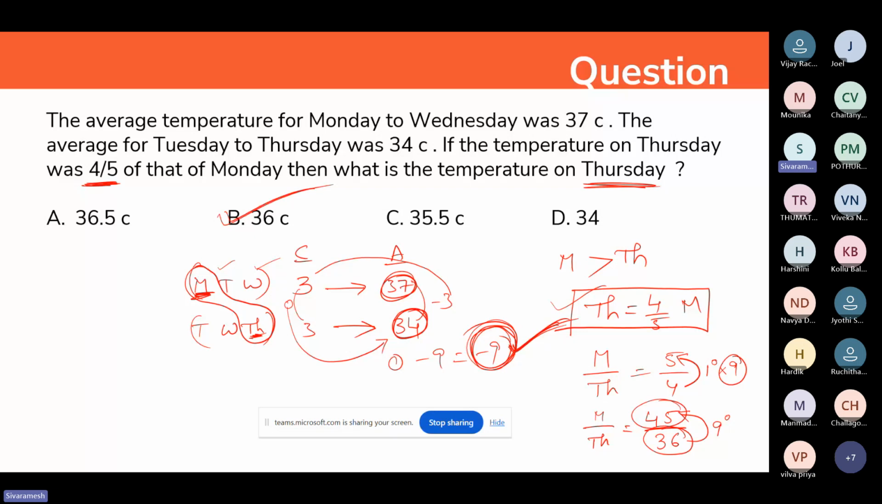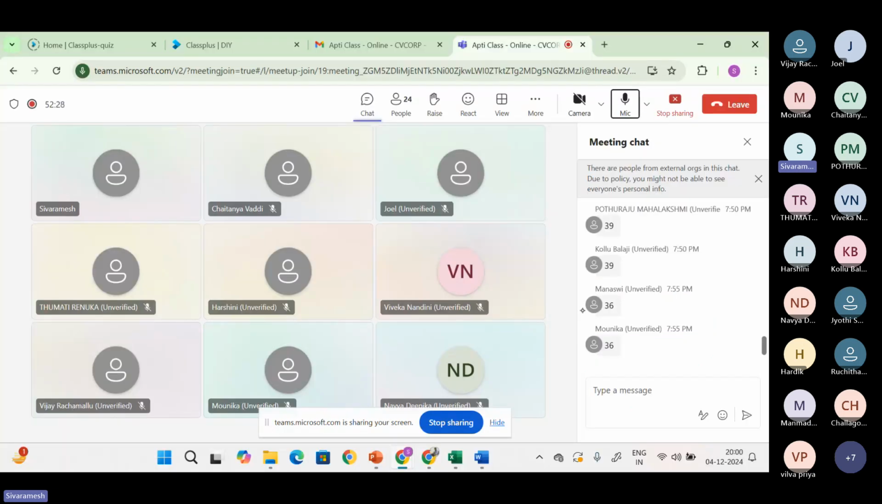I hope you all are clear with this. Getting the value 9, almost everyone might have solved. You just need to understand how to take this particular condition. Guys, are you clear about this? Because I got only 2 answers in the chat box, 36. Hope you all are clear with this, right? Did you get this logic?